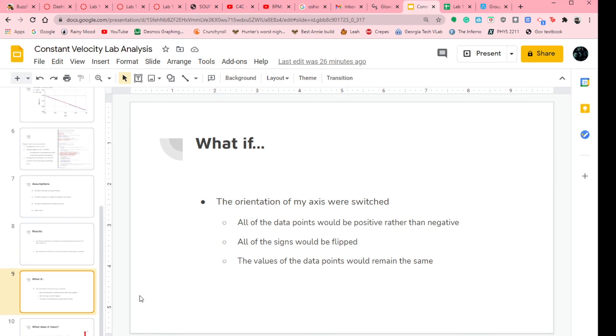So what if the orientation of the axes were switched? All of the data points would be positive rather than negative, and just in general, all the signs would be flipped. However, the values of the data points would all remain the same.